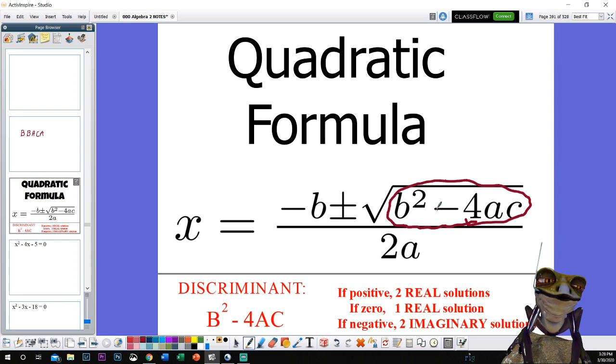If this is 0, that means I'm taking the square root of 0. I'm adding and subtracting a 0. Well, if you add 0 or you subtract 0, you're still going to get the same answer. So there's only one real solution.